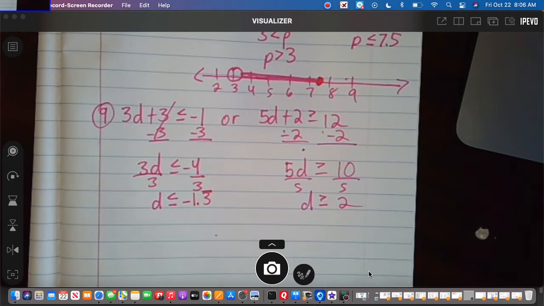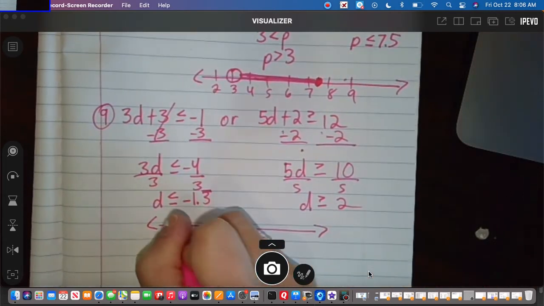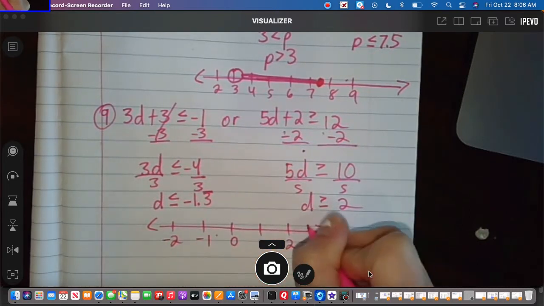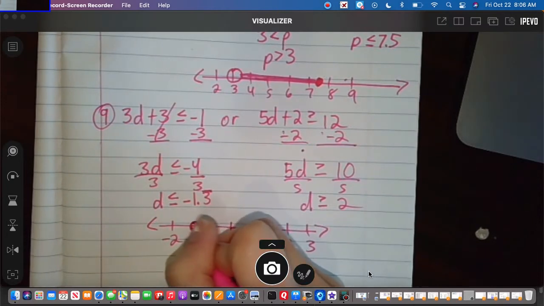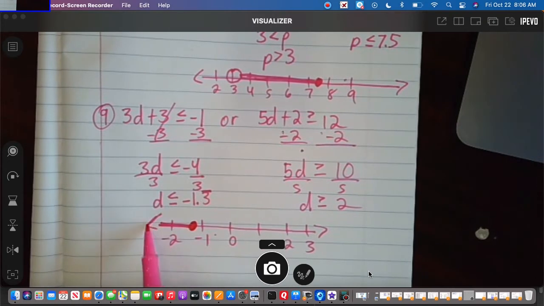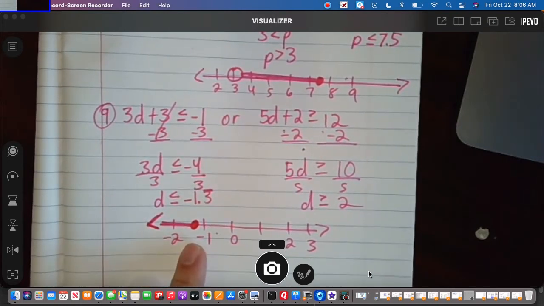We graph everything on this one. We don't graph where they cross. We would graph everything. So I need numbers between negative 2 and 2. If I'm less than or equal to negative 1.3, what kind of circle is that? Closed circle. I'm just going to put it right here, and then we're going less than, which is that way. It doesn't have to be exact on your number. I just need to see about where it goes.